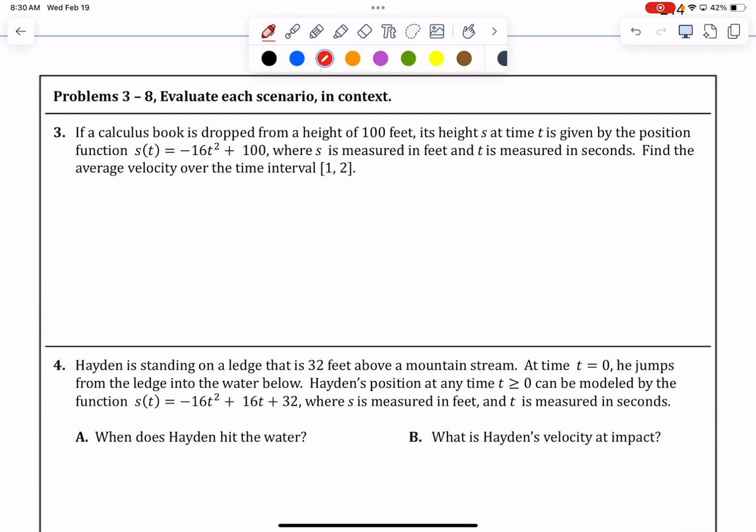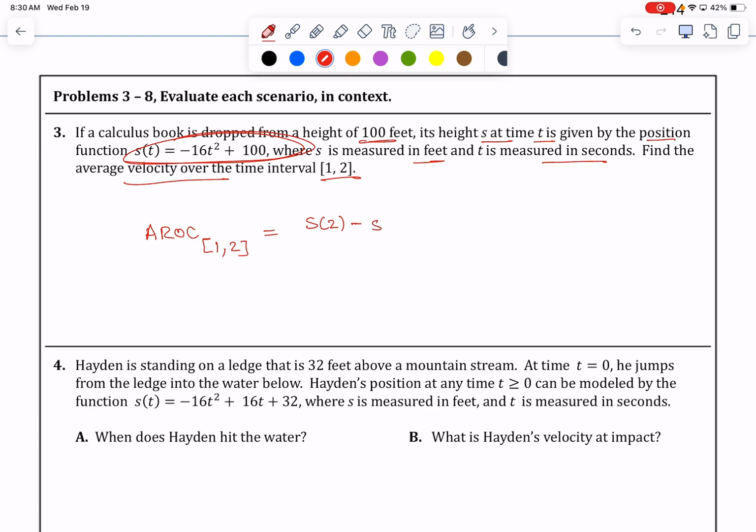All right, number 3. If a calculus book is dropped from a height of 100 feet, its height, s, at time t is given by the position. So here's my position equation where s is measured in feet and t is measured in seconds. Find the average velocity from 1 to 2. That's easy. That's just a rate of change from 1 to 2. So all I've got to do is figure out my position at 2 seconds minus my position at 1 second. Always do end position minus start, over 2 minus 1.